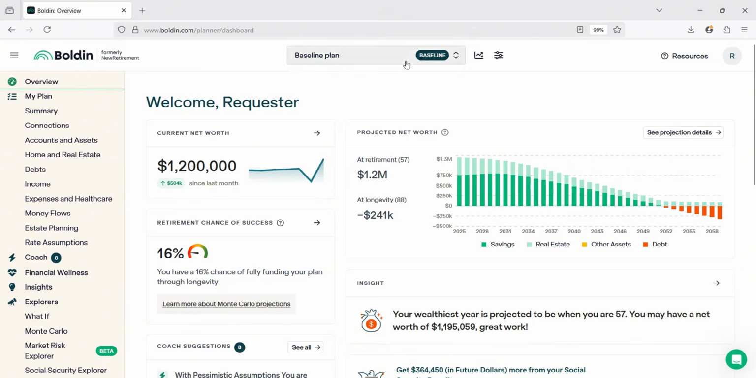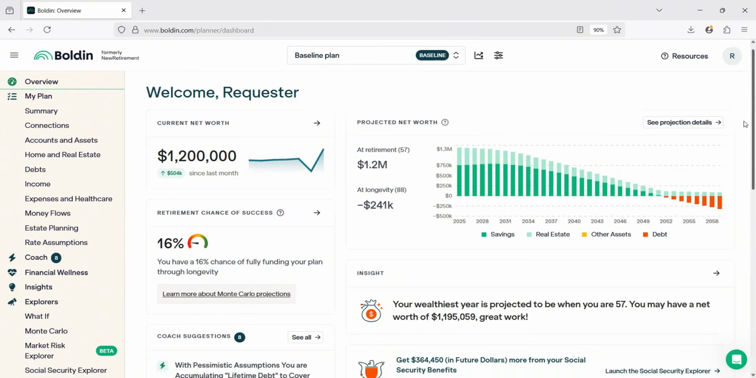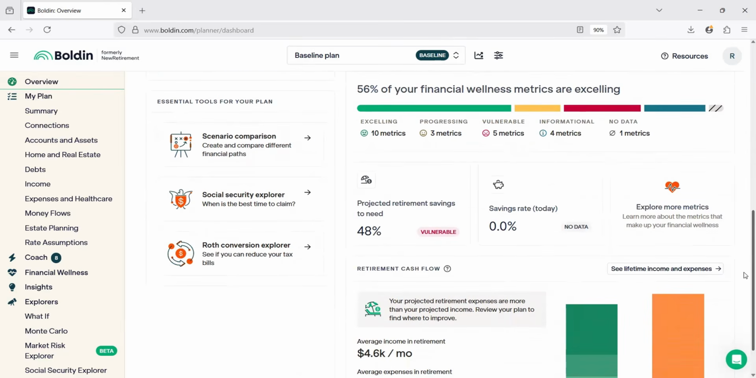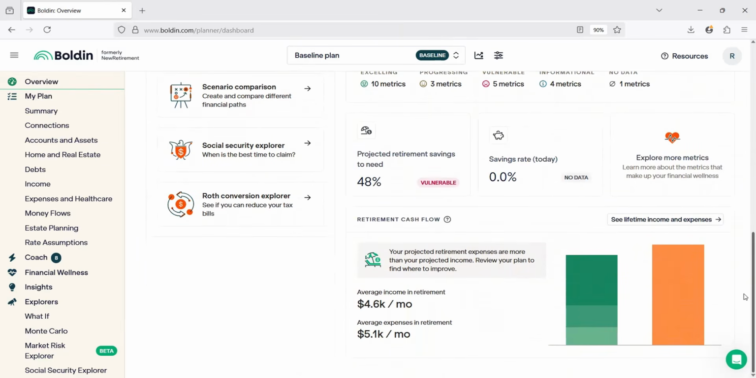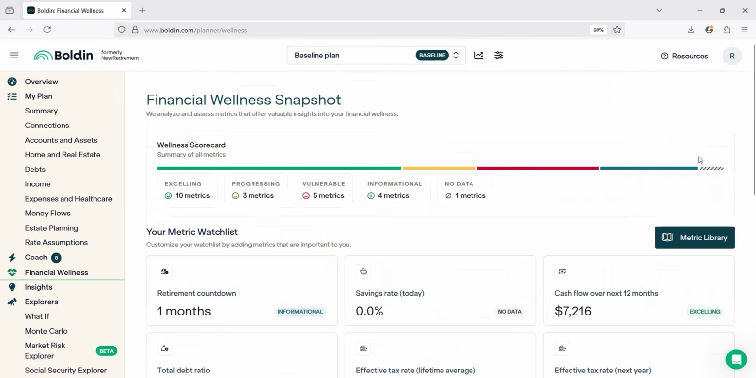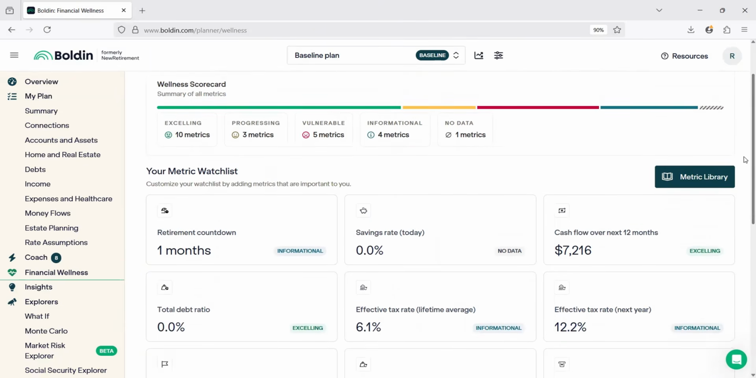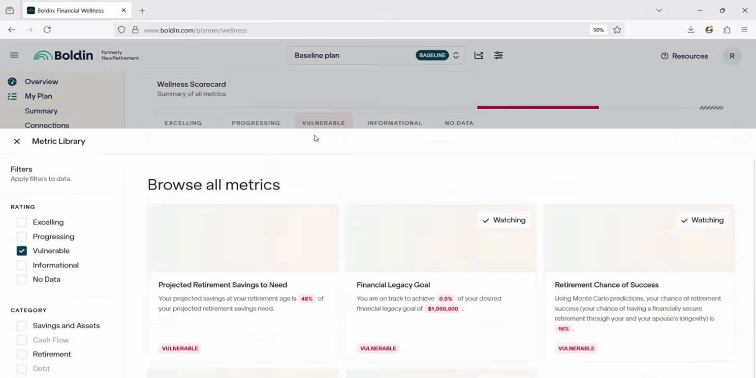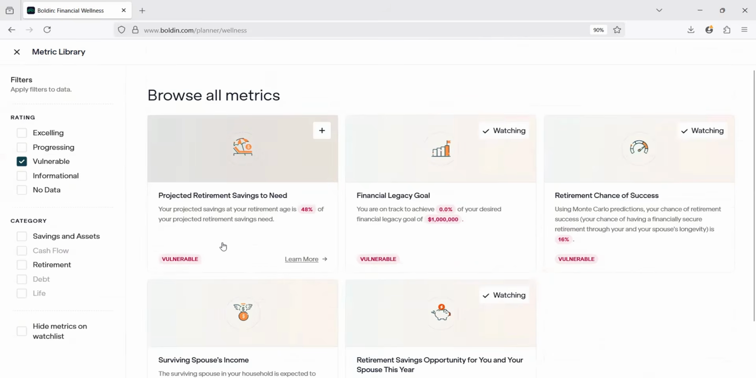Okay. So anyway, I hope this was helpful. I wanted to show how Boldin works. It has so many features. I really, really like it. You do get to see your financial wellness metrics when you have the paid version. I found these really helpful. You can take a look at where you're vulnerable: your savings amount, your financial legacy.